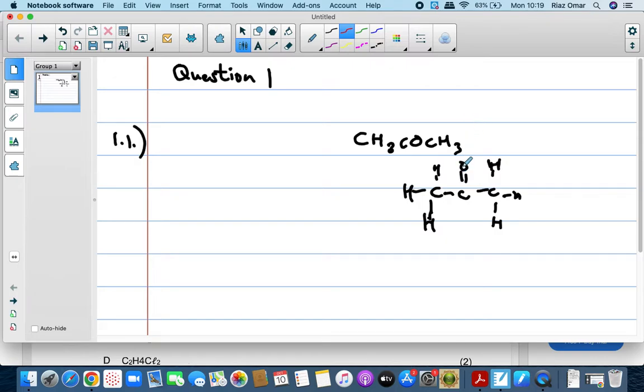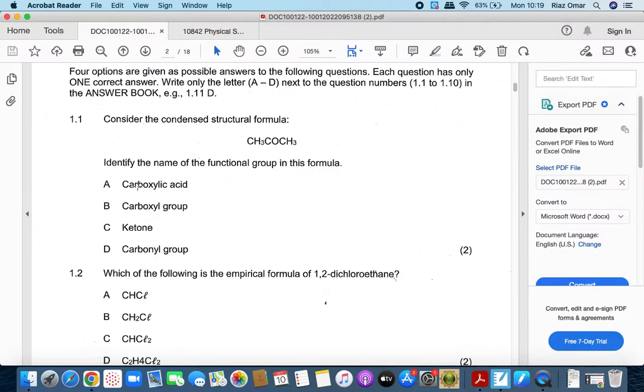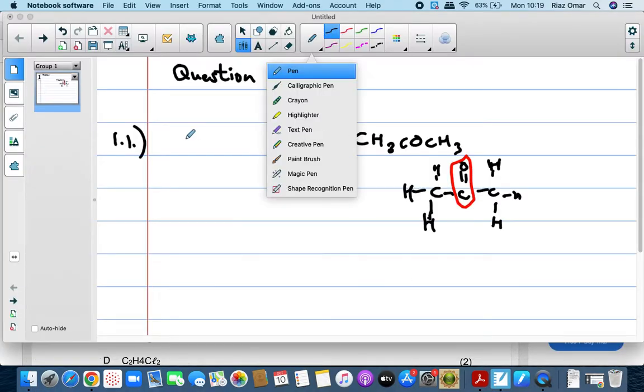We see in this case we've got this C double bond O. So what do you know about a C double bond O? What group is it? It is a carbonyl group. So let's go check our answers now. Carbonyl group. Do we have it as an answer? Carboxylic, ketone, carbonyl group. 1.1, the answer will be D. Let's write down 1.1, the answer will be D.